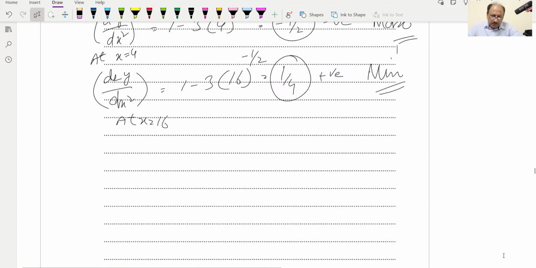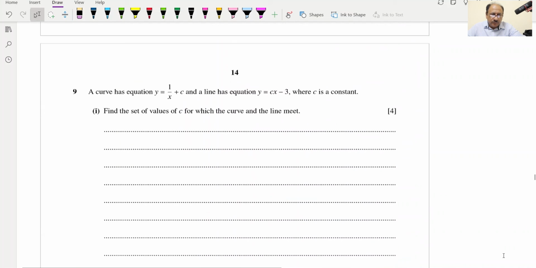This is done. Now we can move to question number 9. Question number 9 says a curve has equation this one and the line this, where c is the constant. Find the set of values of c for which the curve and the line meet. This is 4 marks, and for that one we are equating the equation of the line and the curve.